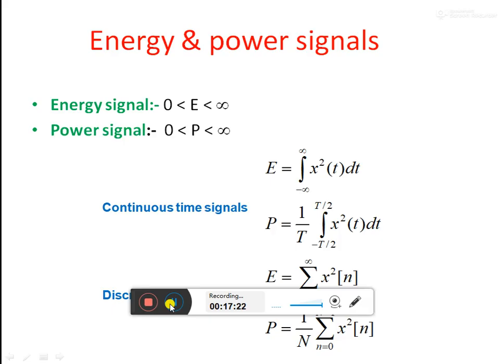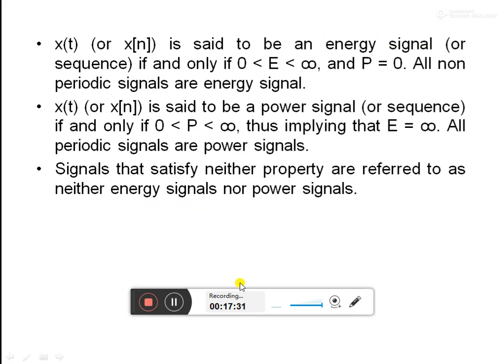Based on the energy and the power value, we can classify the signals as energy and power signals. So this is what I just now told you. x of t or x of n is said to be an energy signal if and only if the energy value E is between 0 and infinity and the power value is 0, and all non-periodic signals are considered to be energy signals. So please make a note of it.